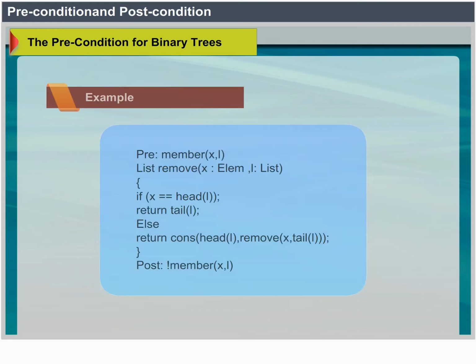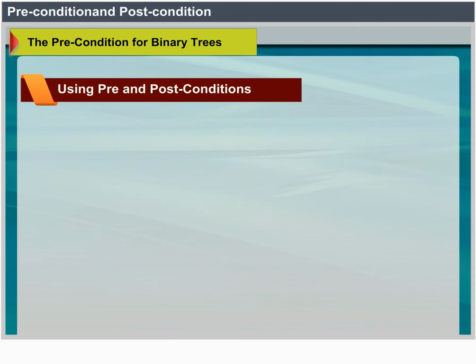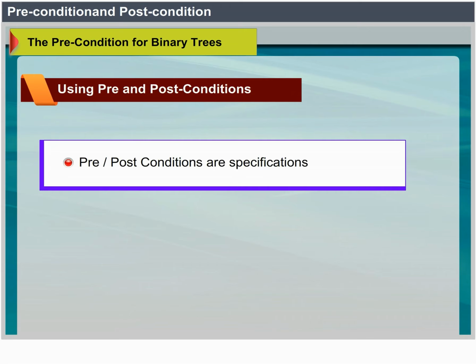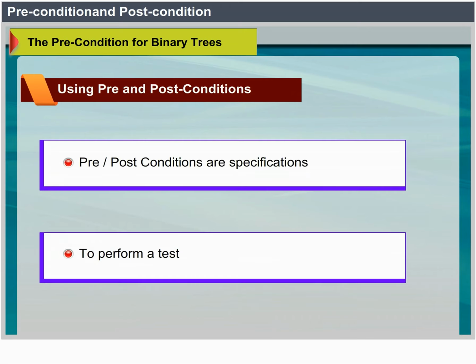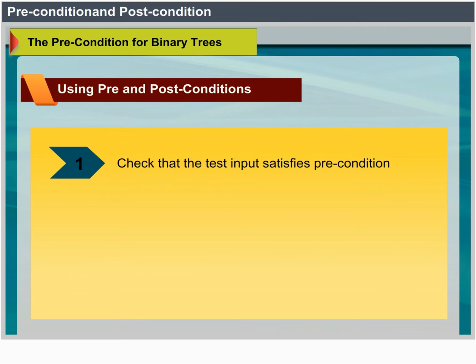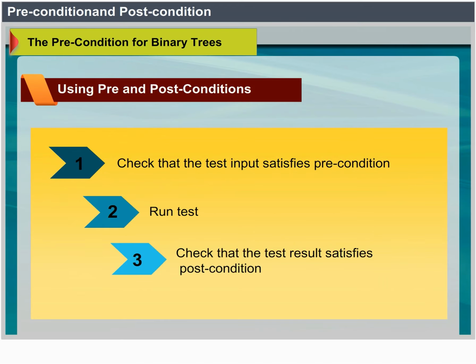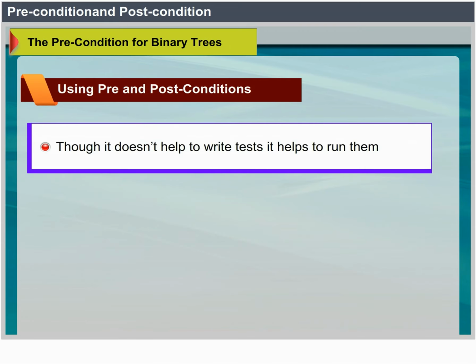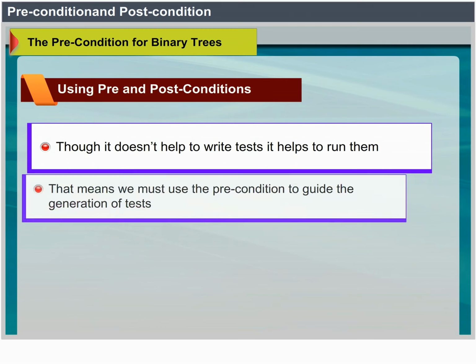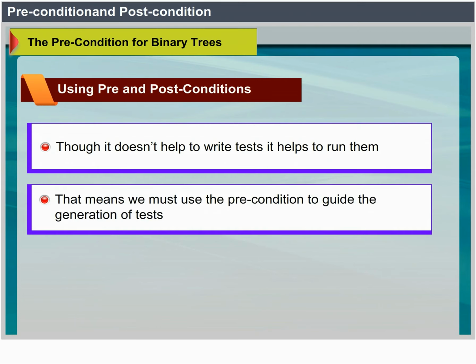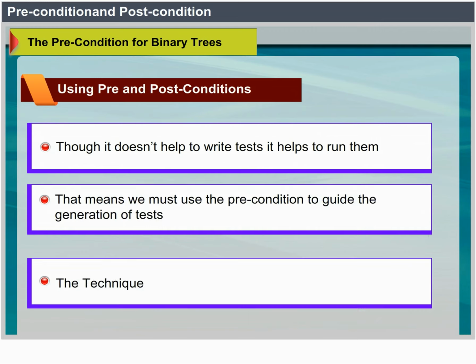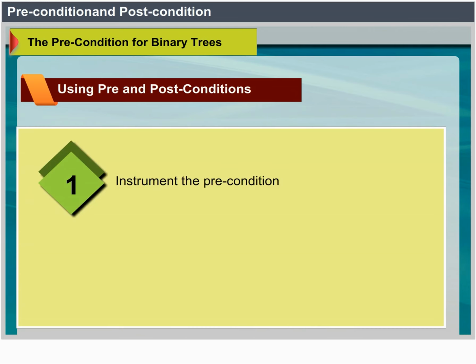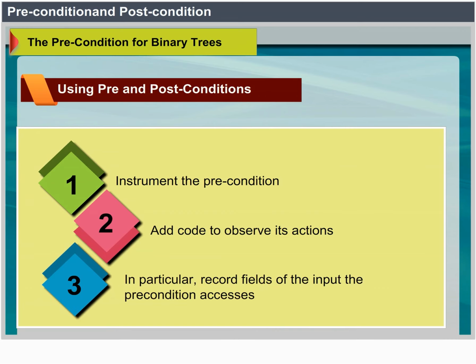Using pre and postconditions. Pre-post conditions are specifications. To perform a test, check that the test input satisfies the precondition. Run the test, check that the test result satisfies the postcondition. It doesn't help to write tests, but it helps to run them. That means we must use the precondition to guide the generation of tests. The technique: instrument the precondition, add code to observe its actions. In particular, record the fields of the input the precondition accesses.